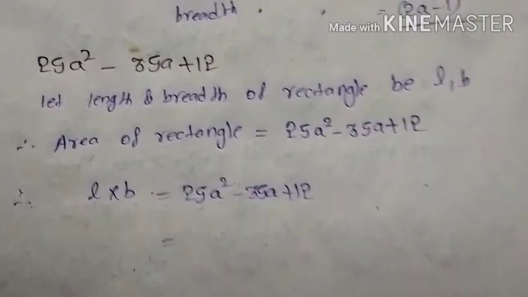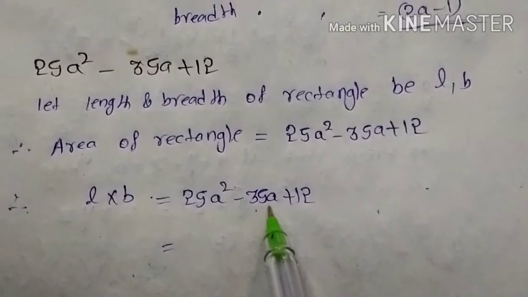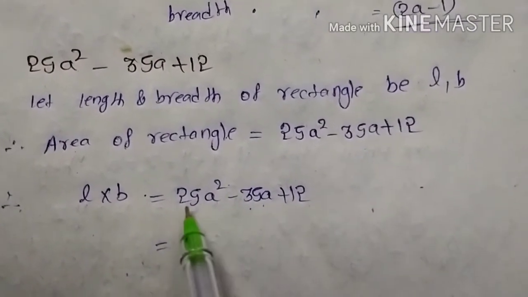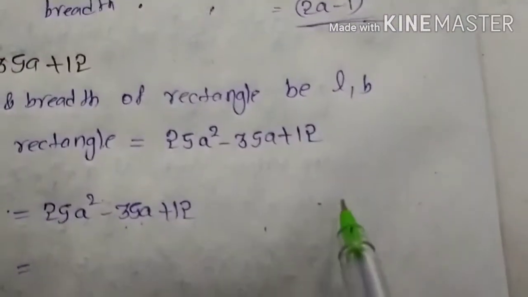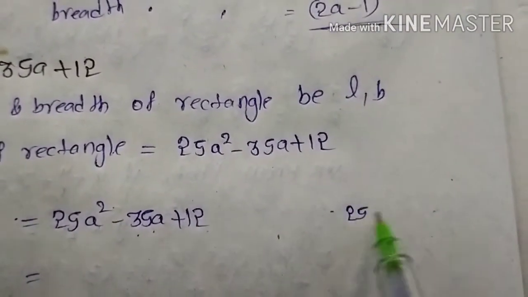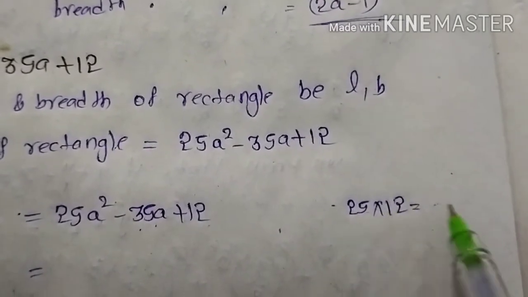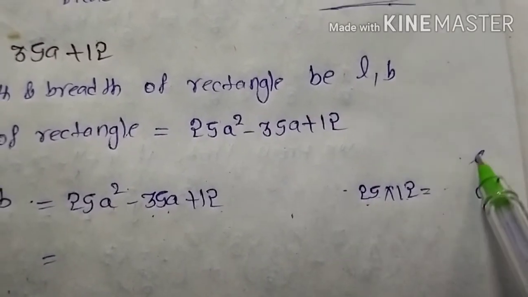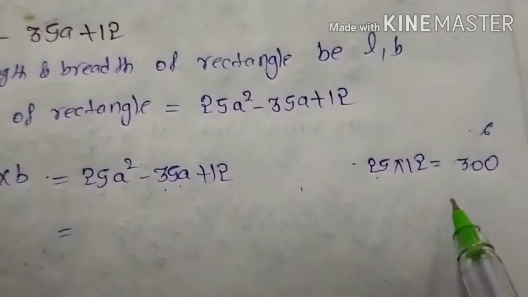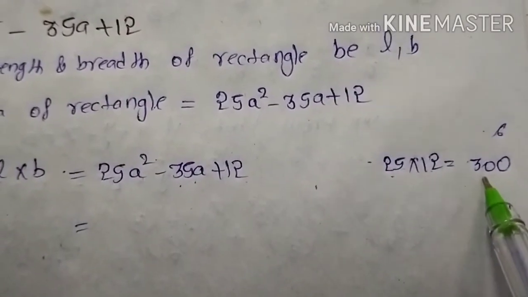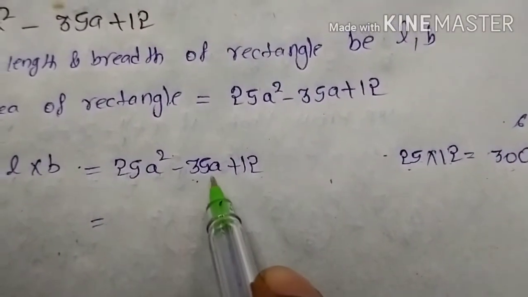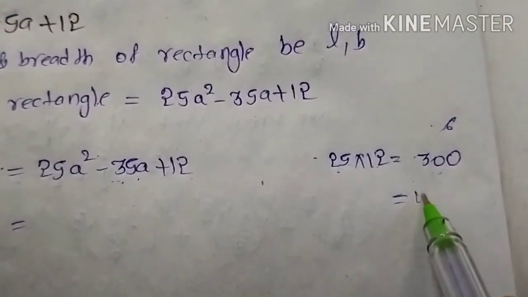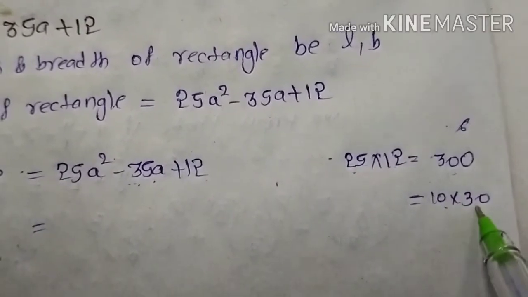I already told that to split the middle term into two terms, first you need to multiply coefficient of a square and constant. That means you can multiply 25 into 12 how much? Just you can see here 25 into 12. 25 into 12 means here 12 into 5 is 60. Yes or no? 12 into 2 is 24. 24 plus 6 is 30 or not? That means 300. See here, you can find the factors of 300. How can you write here 35? We need to write here minus 35. See, if I am writing here, see 10 into 30. Yes or no? 10 into 30 also 300.